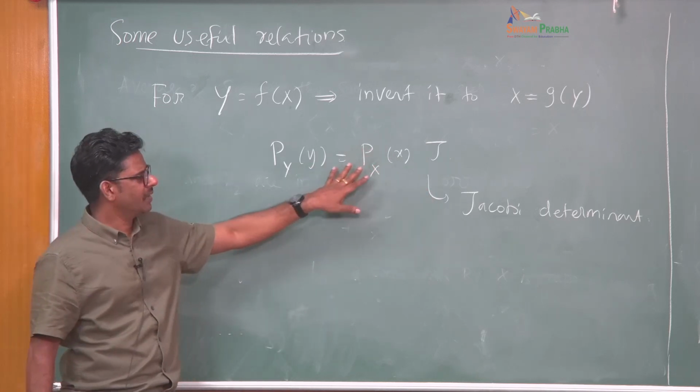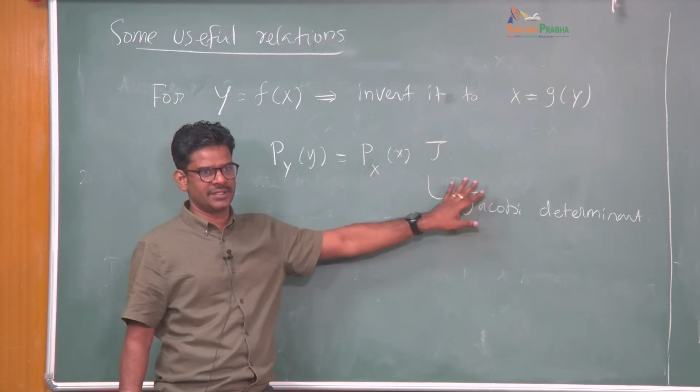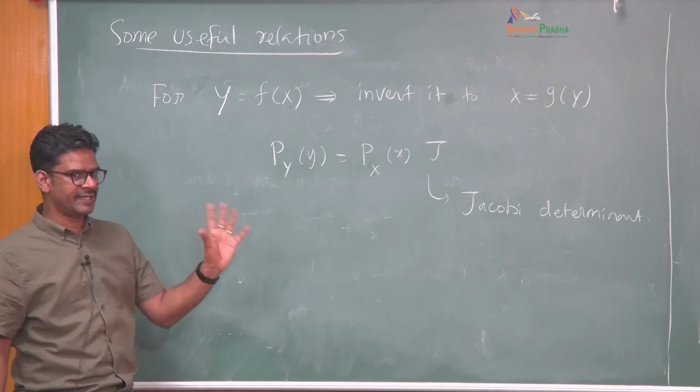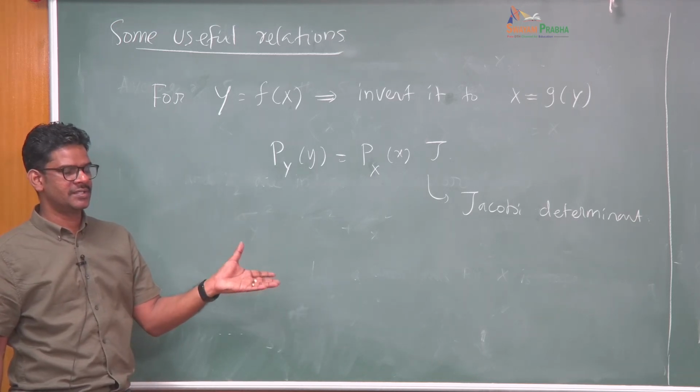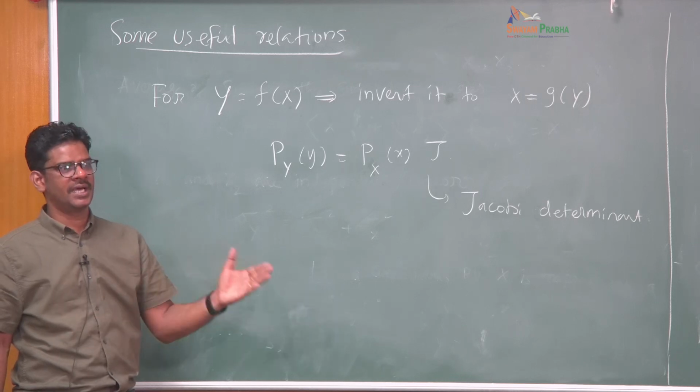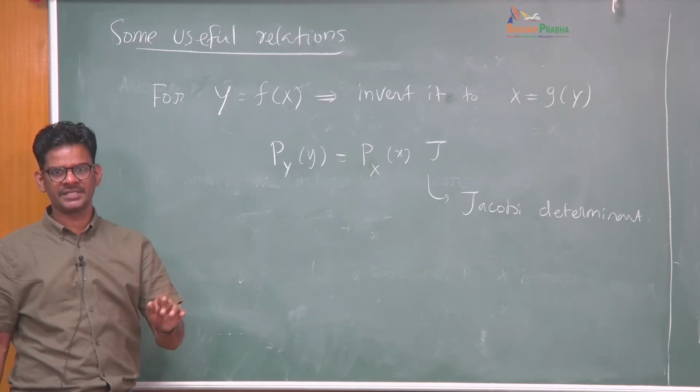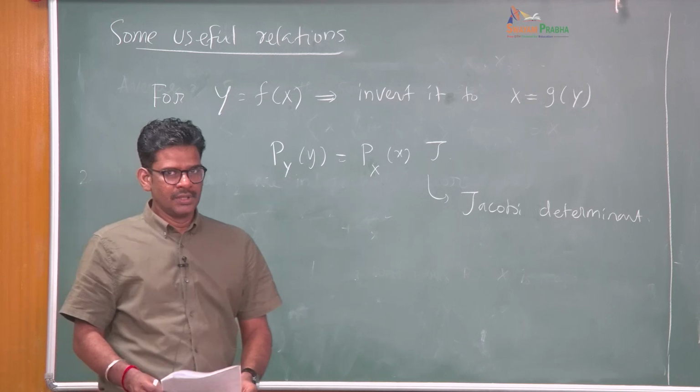Maybe I will do one or two examples later on in this course. So there is a mathematical procedure with which you can transform random variables and get the associated distribution function. That's the message. So we'll stop here.